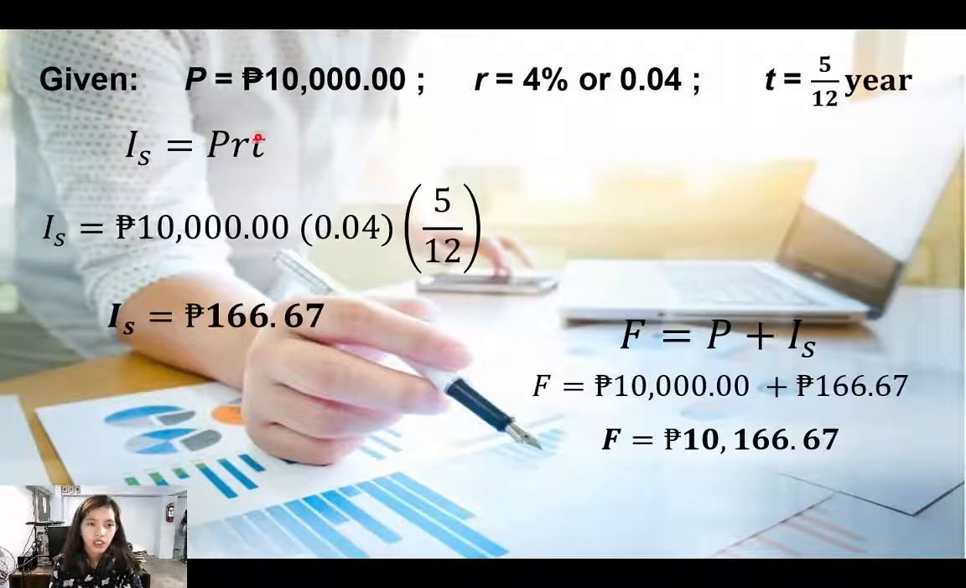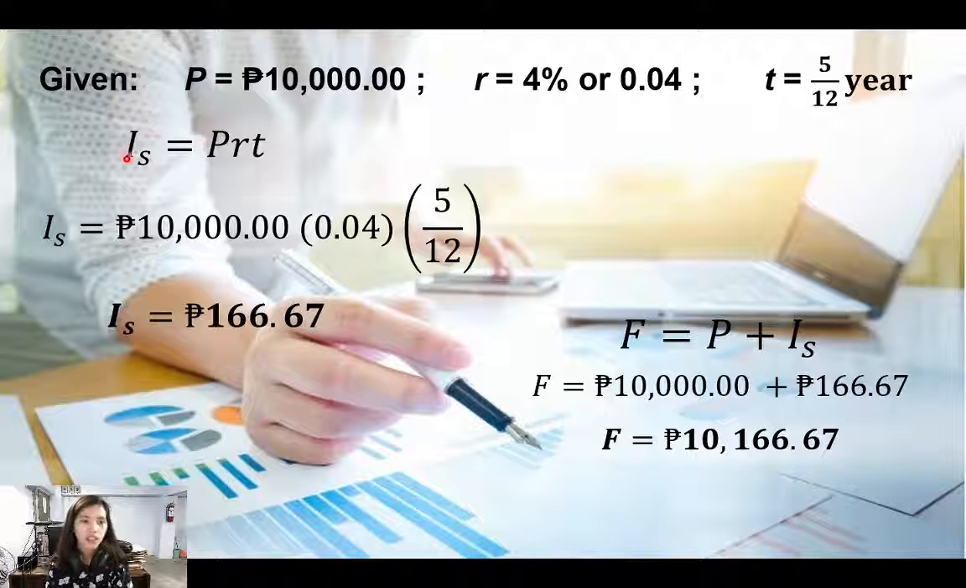The given are the principal amount, 10,000 pesos. And for the rate, 4% or 0.04. And for the time, 5/12 years. Year pala. Okay. Simple interest formula ay I sub S is equals to PRT. Okay, substitute lang natin lahat ng given value. 10,000 pesos times 0.04 times 5/12 is equals to 166.67.